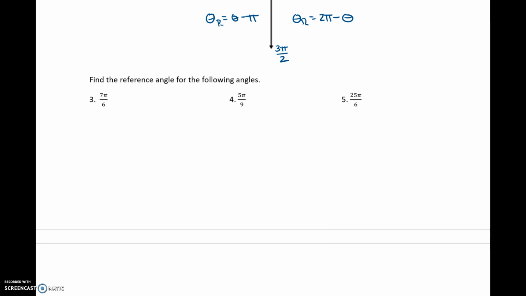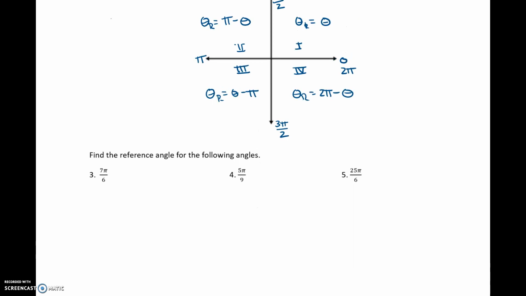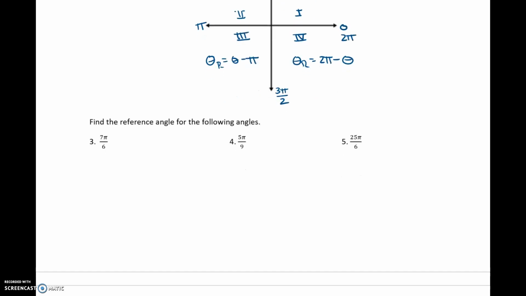So the first thing we're going to do is determine what quadrant we're working in. So if I take a look, 7 over 6 is a little bit more than 1. So if I go, here's 1 pi, here's 1.5, so it's going to be somewhere in quadrant 3. So this problem is in quadrant 3. So to find my reference angle, I'm simply going to say 7 pi over 6 minus pi. Again, I have to get a common denominator, so I'm going to multiply the top and bottom by 6. So 7 pi over 6 minus 6 pi over 6 is simply going to give me pi over 6. So pi over 6 is going to be my final answer.